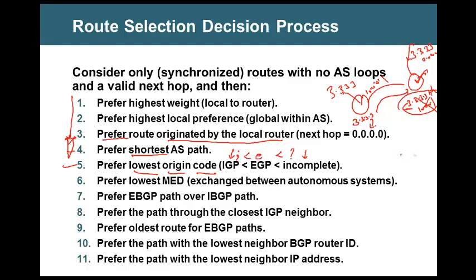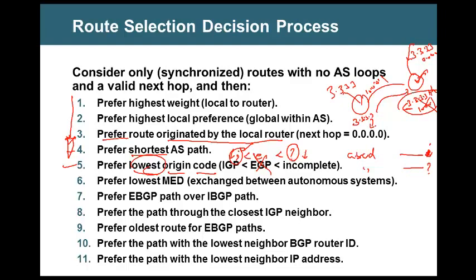So if there is one route for reaching A.B.C.D with I, and to reach that same A.B.C.D there is another route coming with question mark, I is preferred over question mark. I is preferred over E, and E is preferred over question mark, and we will never see E. It's no more. We don't have EGP, now we have only BGP. So you will see either I or question mark.